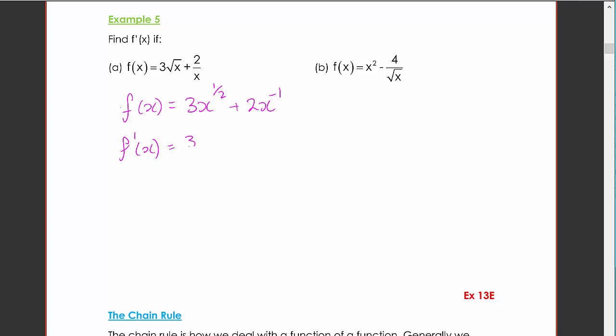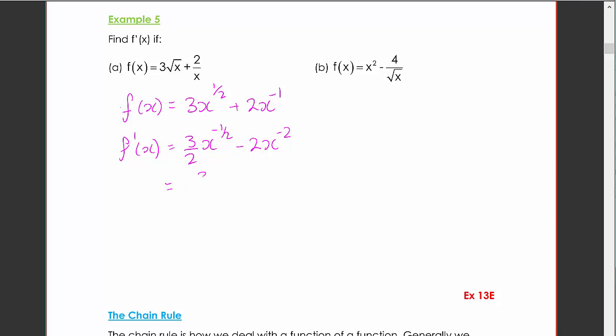So a half times 3 is 3 over 2. x to the negative a half. A half take away 1 is negative a half. Negative 1 comes down and we get negative 2. That will be x to the negative 2.